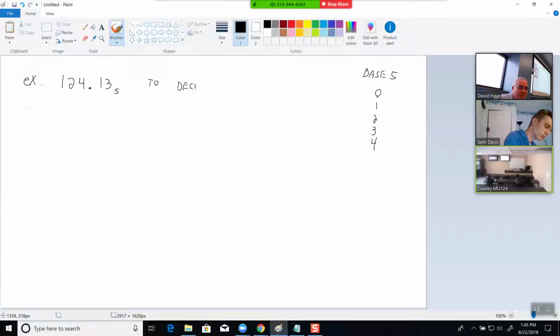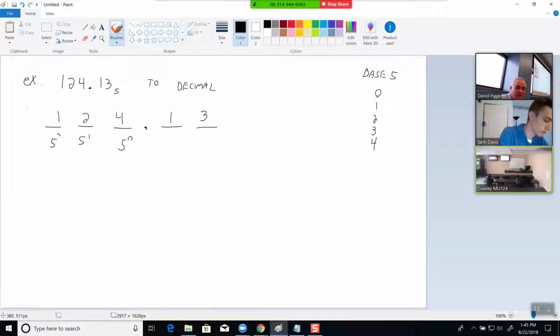And we want to change that to decimal. Well, same principle holds true as before. If I put 124.13 here, this is 5 to the 0. It always starts off with the 0 power. This is 5 to the first. This is 5 squared. Do you remember what this is? -1. And this will be 5 to the -2. So this one's 25. This one's 5. This one's 1. And this would be 1/5. And this would be 1 over 25.